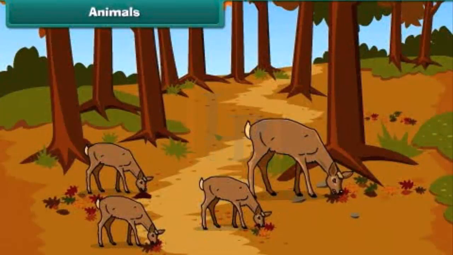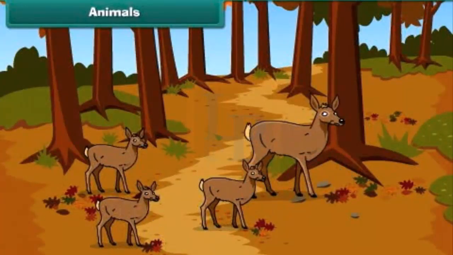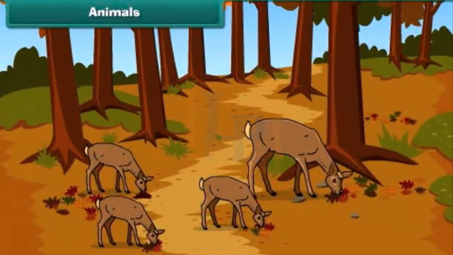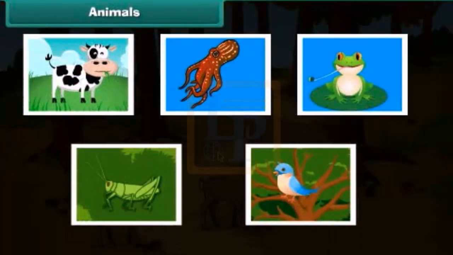Friends, as we all know that animals are living organisms. They can move and grow. They have the ability to produce their own young ones. We can see different animals all around the world. They are in various sizes, shapes, and colors.